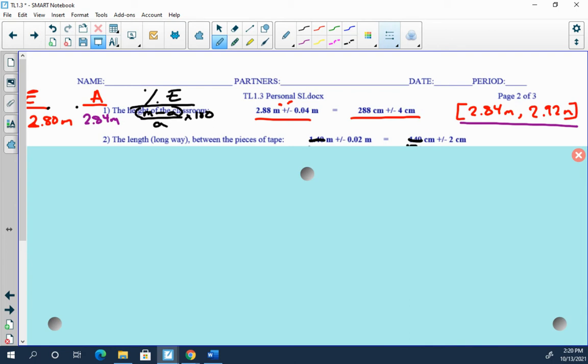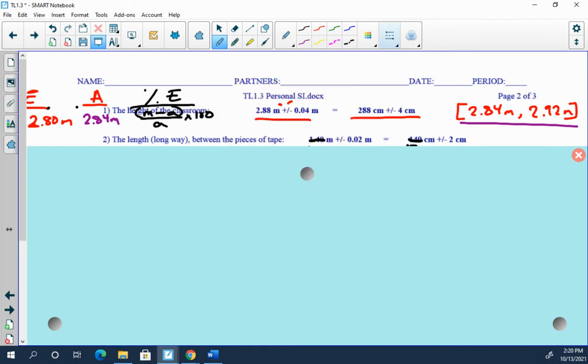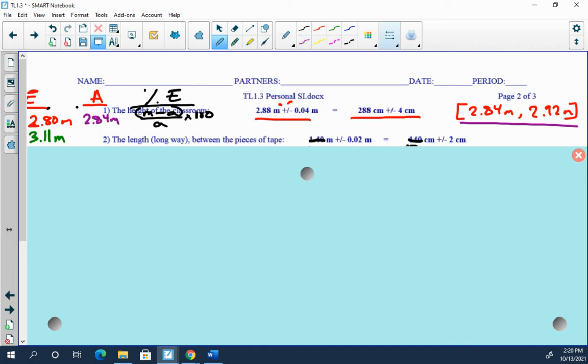What if you got above the range? Well, maybe you got 3.11 meters. Well, pick the number from the range, the magnitude from the range that is closest to your estimate. In this case, you're going to pick the high end of the range of 2.92 meters. That would be your actual. And again, you do your percent error calculation.